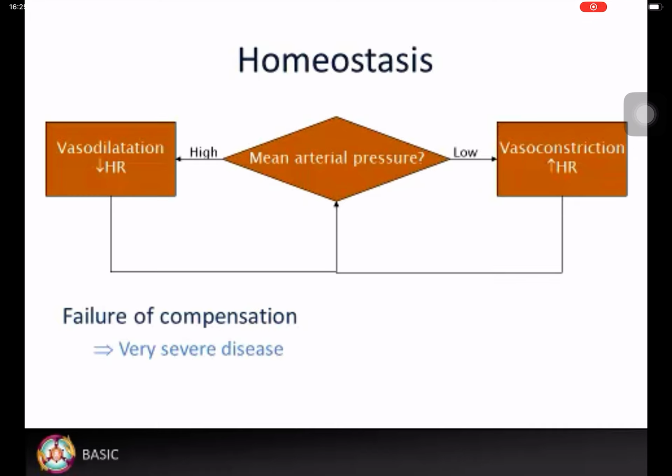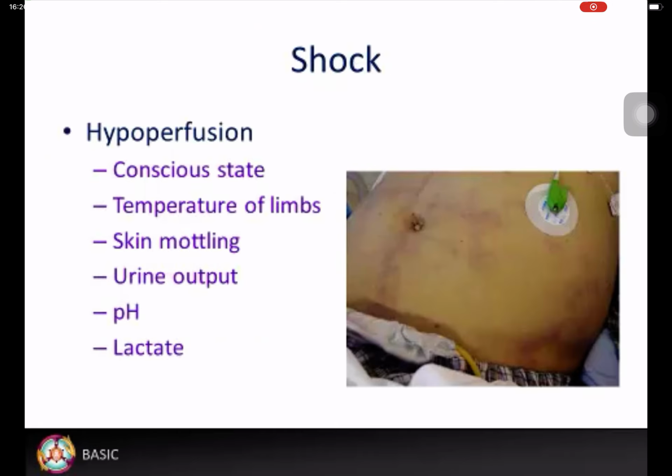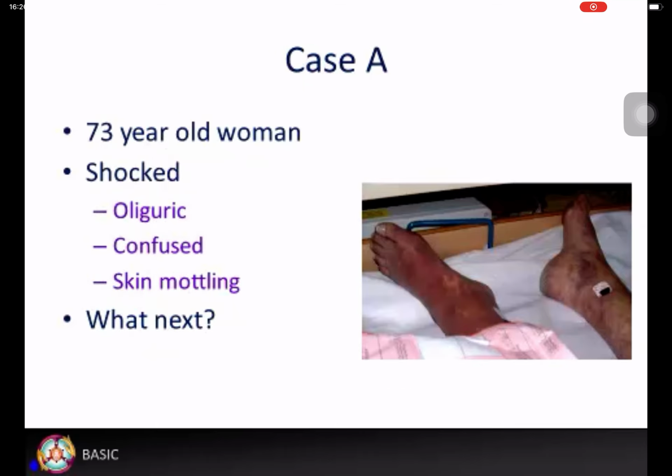It is therefore just as important to assess the magnitude of the compensatory response. Failure of compensation indicates very severe disease. Features of tissue hypoperfusion include decreased conscious state, which may only manifest itself as confusion, cold peripheries, mottled skin, oliguria, metabolic acidosis, and hyperlactatemia. So clearly our patient is shocked. She is oliguric and confused with skin mottling. What should we do next?